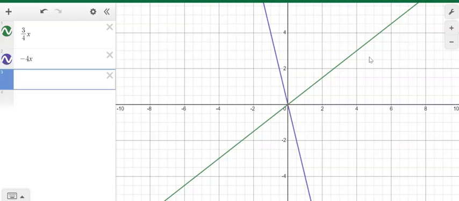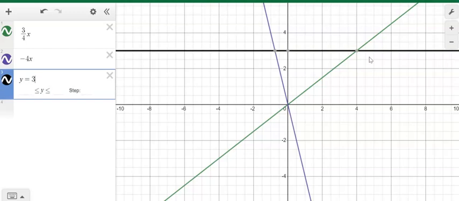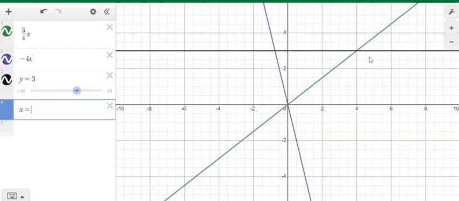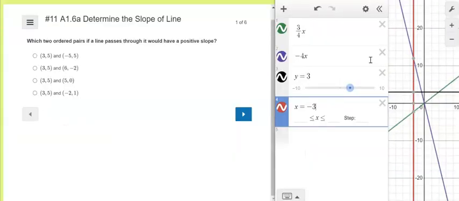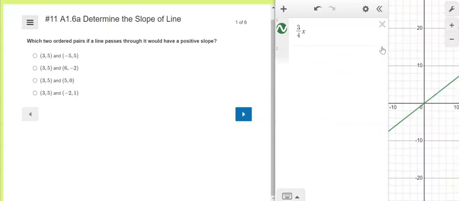If you have a zero slope, a zero slope would be an equation where y equals some number. It's going to be a horizontal line. And an undefined slope will always be x equals some number, a vertical line. Okay, so these are the different types of slope. We do have the slope formula that we can use, but I'm going to rely on Desmos for this video.